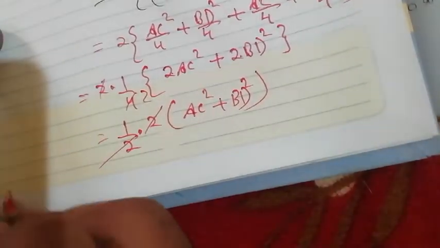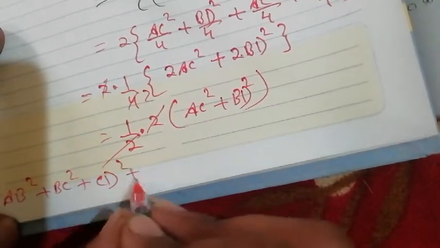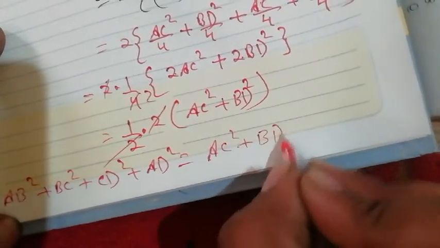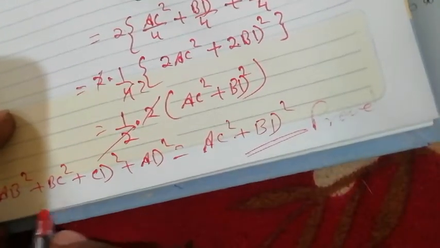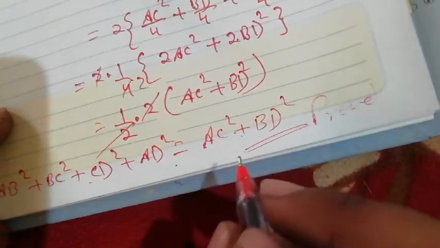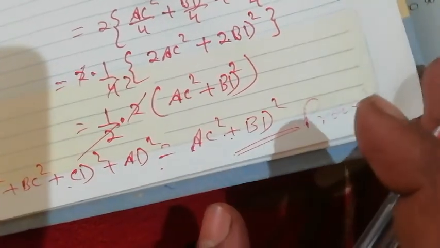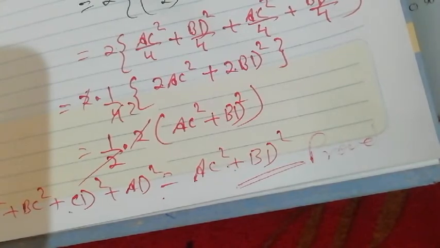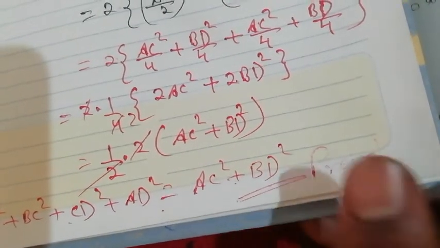So from here we have AB square plus BC square plus CD square plus AD square is equal to AC square plus BD square. So here it is proved that the sum of the squares of all sides of a rhombus is equal to the sum of the squares of its diagonals. In this way you have to prove. You just need to practice more and more questions. Now further questions we will be solving in our next video.